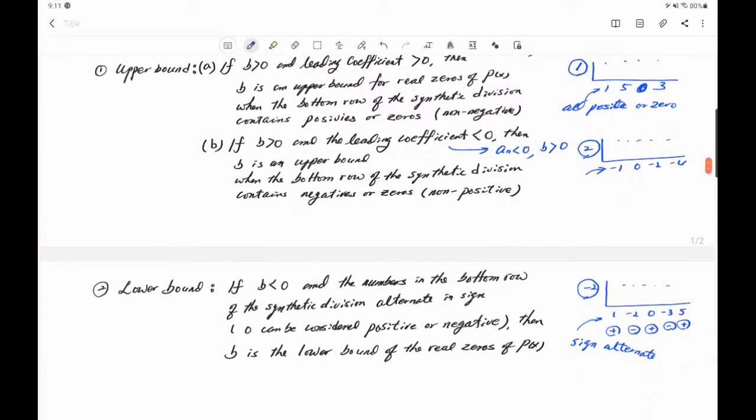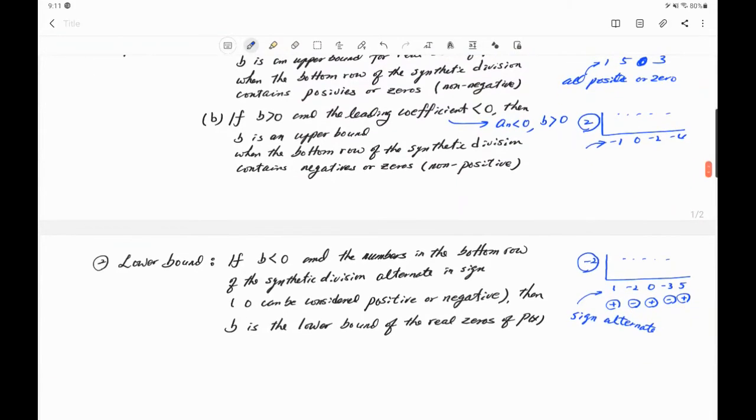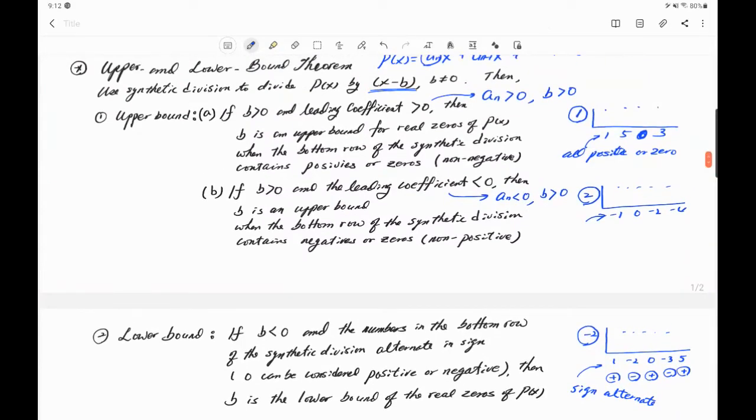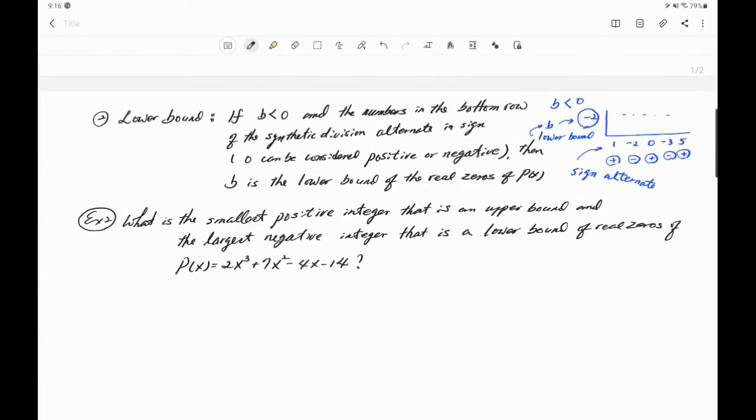All right, and then if b is less than 0, so a negative number, and the last row alternates in sign, then negative 2 is a lower bound. Okay. All right, next example.